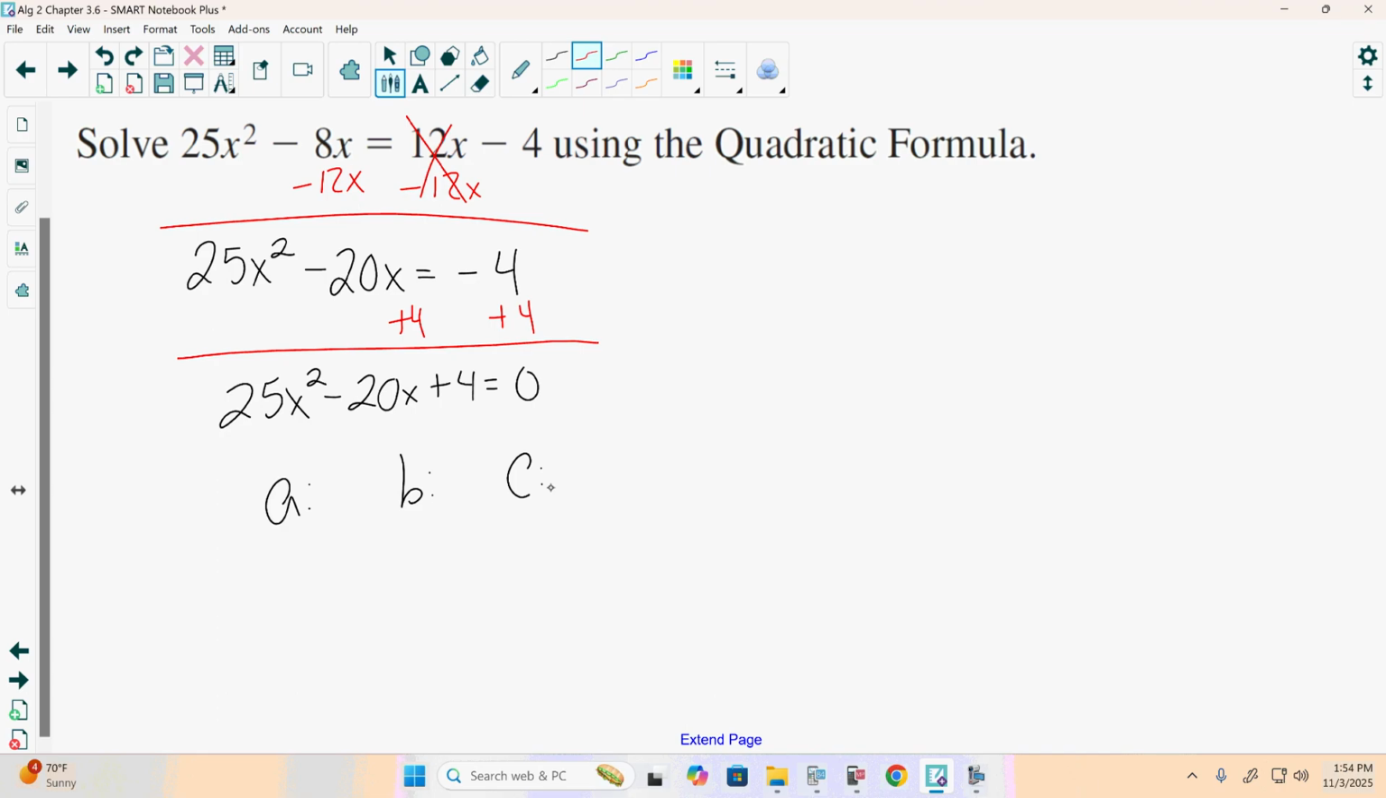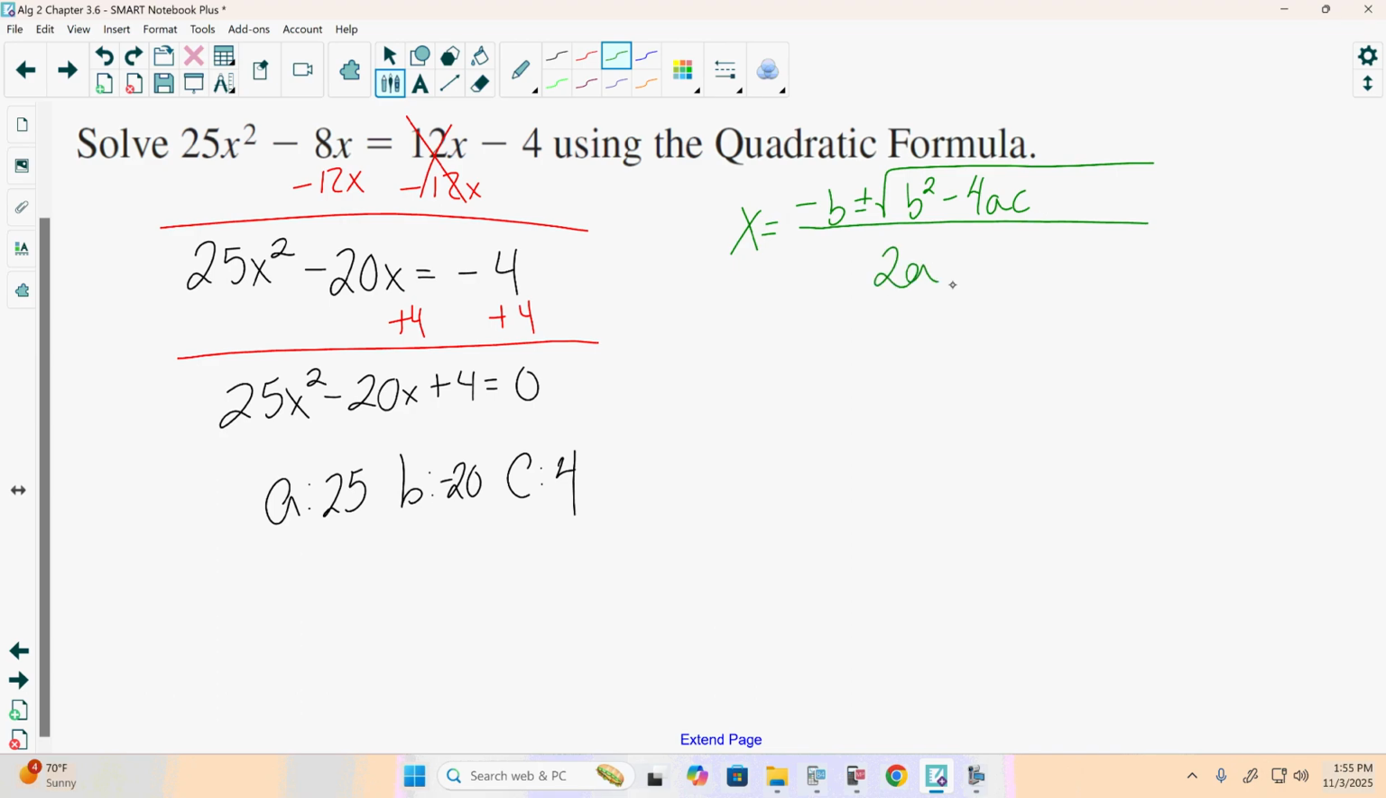Still need to find the values of A, B, C. A would be 25. B would be negative 20. And C is 4. Because we have to take the negative with the 20 and minus with the 20. Negative b, plus or minus the square root of b squared minus 4ac all over 2a.